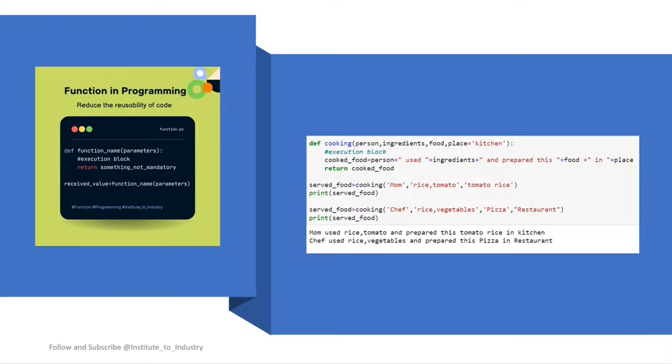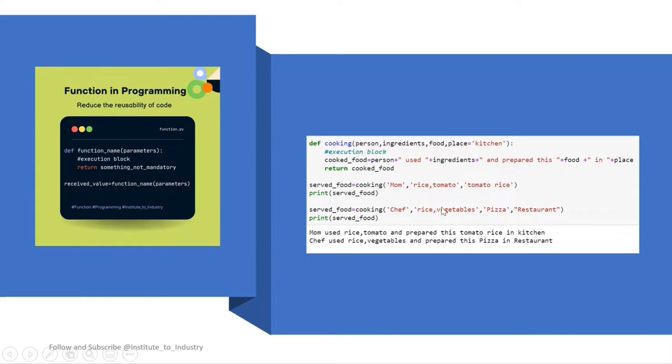Similarly, here I have created one function, which is a cooking function. What I have done is, it takes the person who is going to cook, the ingredients used for cooking that food, the food to be prepared from the ingredients, and the place where the cooking takes place. I have given just two examples. The first time I called it with mom, gave the ingredients as rice and tomato, and asked to make tomato rice. Yes, the output comes as: mom used rice, tomato and prepared tomato rice in the kitchen.